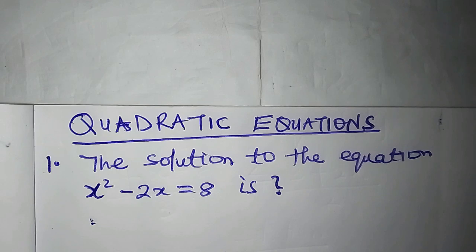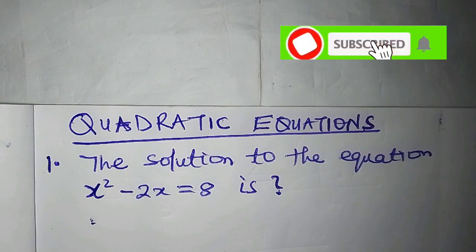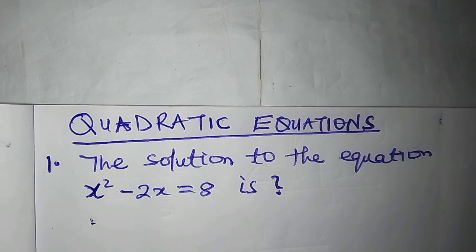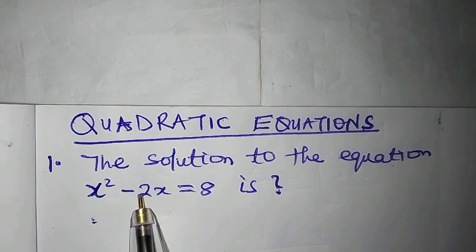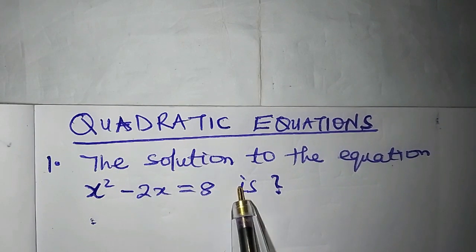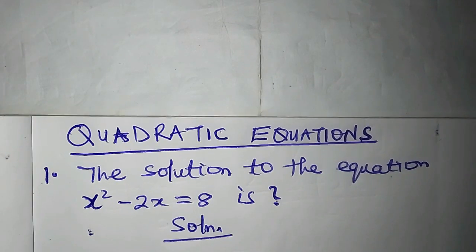Alright everyone, I'll teach you how to solve quadratic equations by factorization with just two questions. Now this is the first one. The solution to the equation x squared minus 2x equal to 8 is solution.